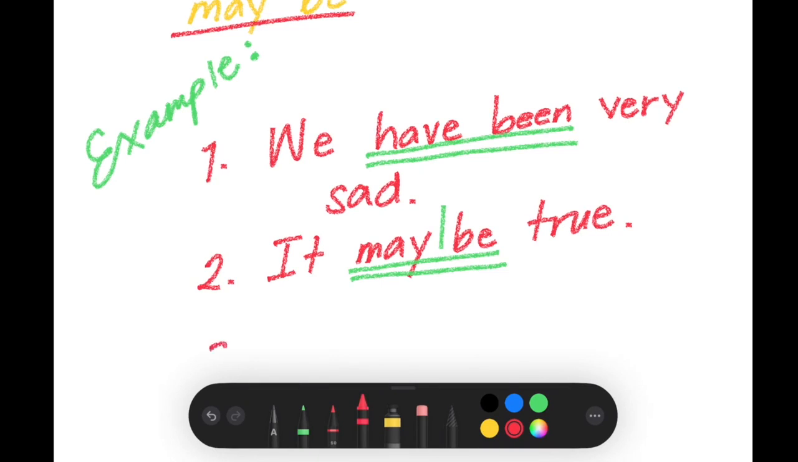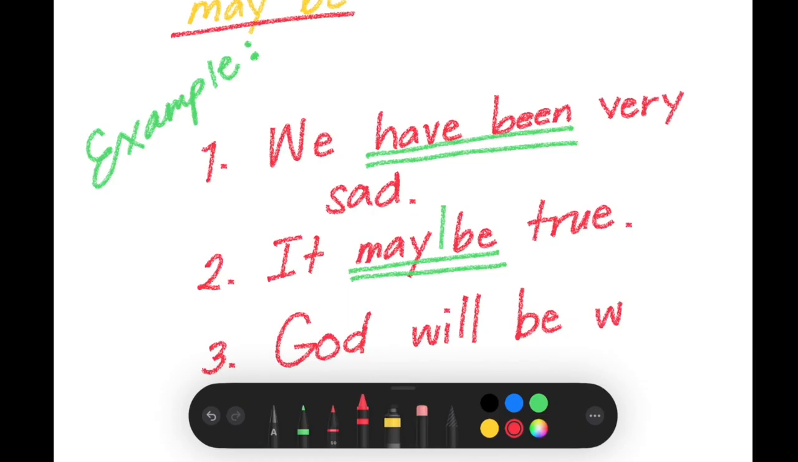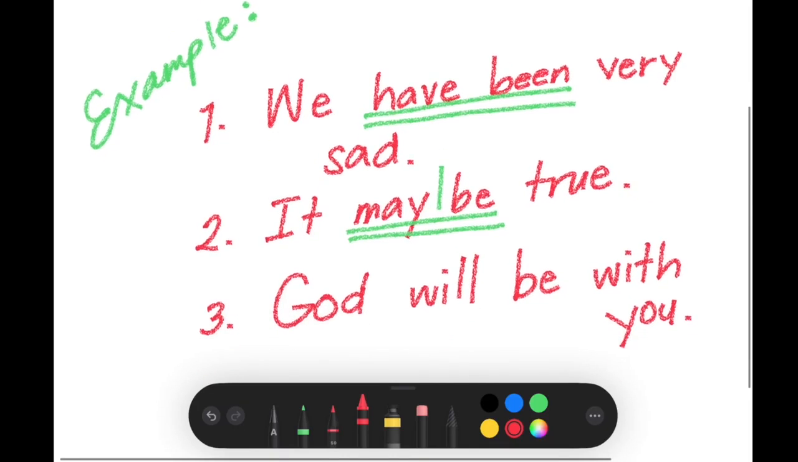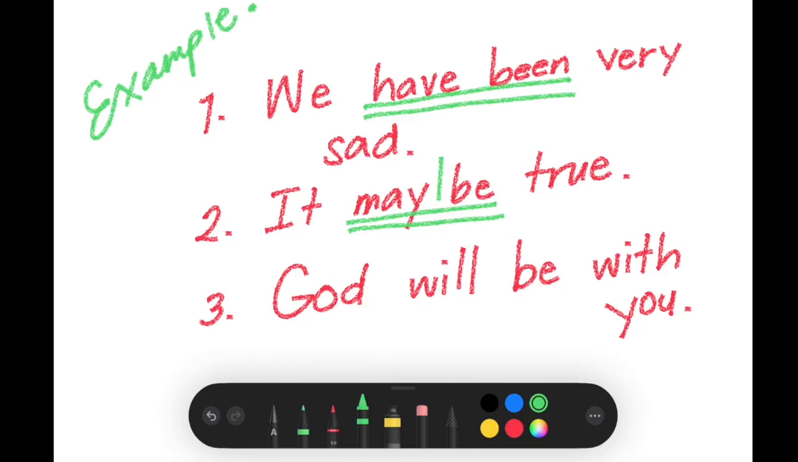All right? And another example is this sentence. God will be with you. I'll just put it here. Okay, so God will be with you. So our linking verbs here, or state of being verbs, are the words will and be.